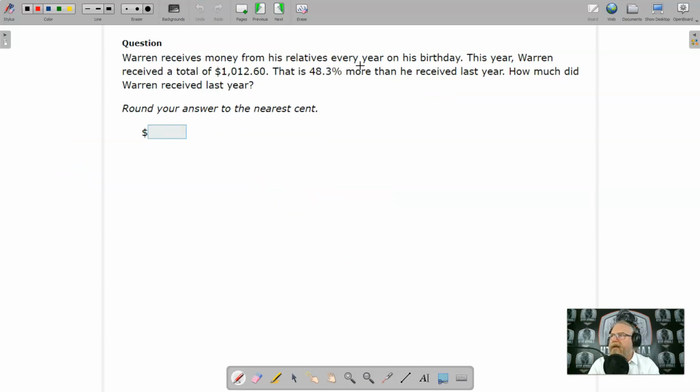Warren receives money from his relatives every year at his birthday. This year, Warren received a total of, this is our new amount, that's 48.3% more than he received last year, so this is an increase.